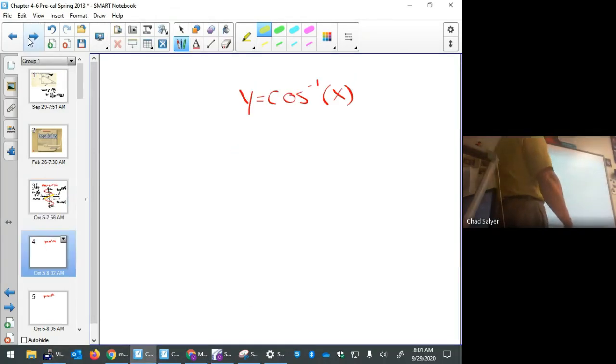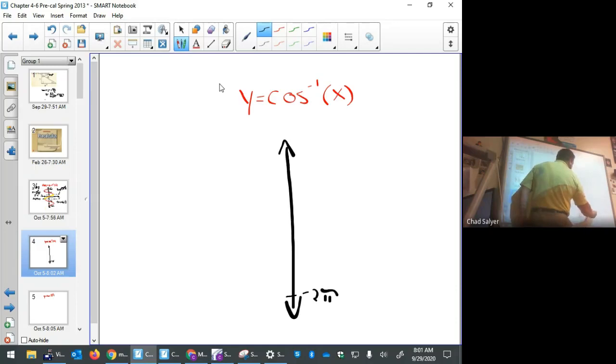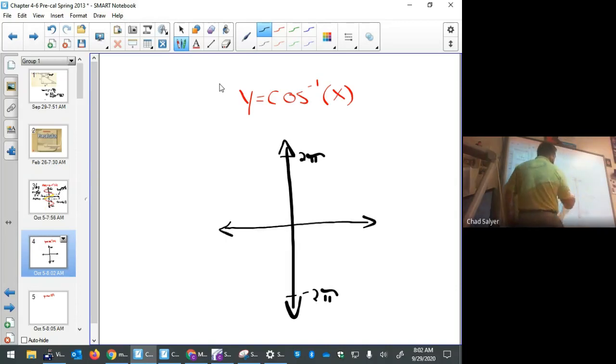Now let's talk about the cosine inverse. Works similarly. Once again, we turn our X into our Y, Y into our X. So let's think about some quadrantal angles here.